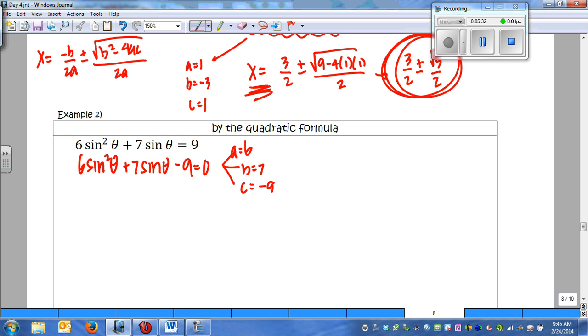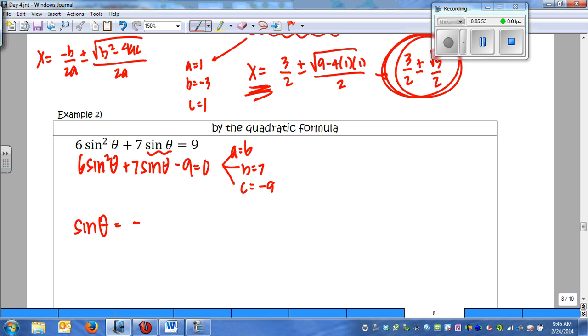Now our quadratic formula. This time it shouldn't start with x equals. Here, the variable is sine theta, so sine theta equals. Remember how yesterday we solved for sine theta, then we figured out theta? It's going to be the same process today. So let's go ahead and substitute into this quadratic formula.